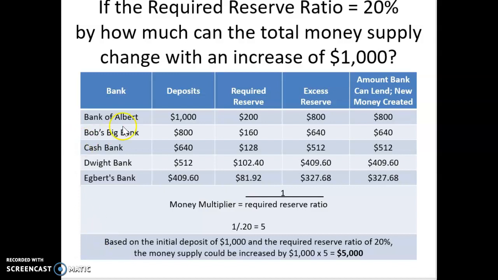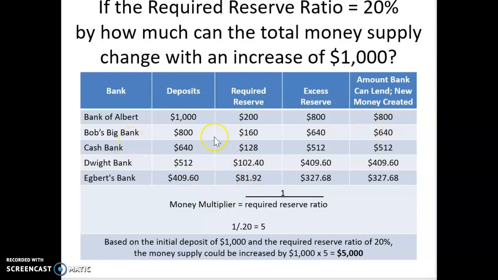And you go in there with that $1,000. They have to keep $200 in required reserve in their vault. So that's 1,000 times 20%. And that means they have $800 they can loan out. So let's say Wanda Once a Lot needs a loan. She goes in for $800, but she doesn't bank at the Bank of Albert. She banks at Bob's Big Bank.